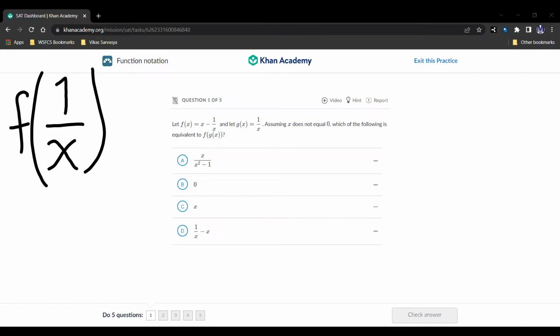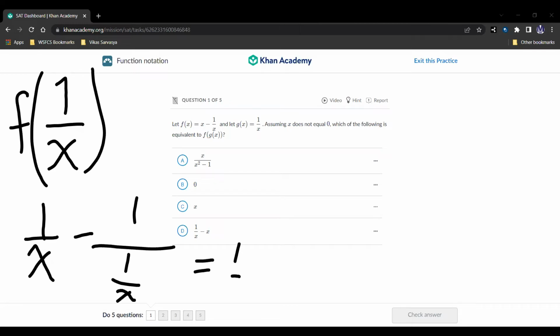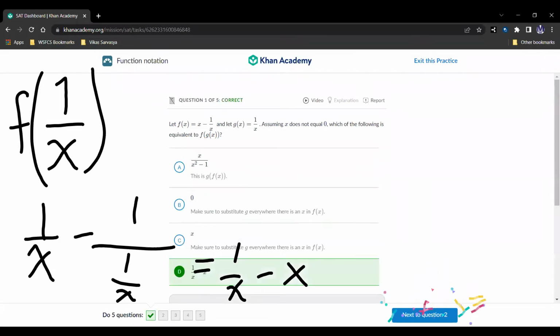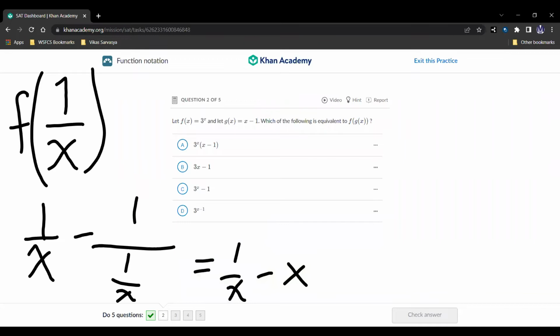F of 1 over x is going to be 1 over x minus 1 over 1 over x, which is just 1 over x minus x. Or answer choice D, looking at our choices. And let's move on to the next question.